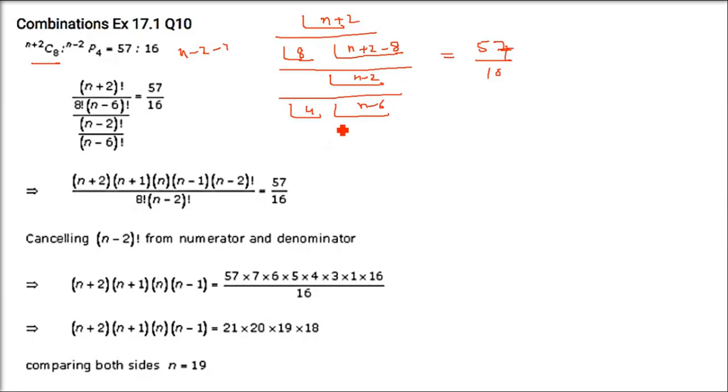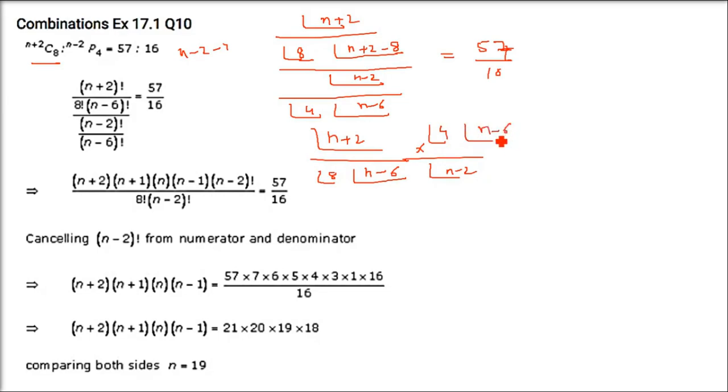Now take these above. Factorial n plus 2 by factorial 8 factorial n minus 6. n plus 2 minus 8 is factorial n minus 6. Now this goes up. So this will be factorial 4 and factorial n minus 6 in the numerator. When we take it above, it will be factorial 4 factorial n minus 6 above.